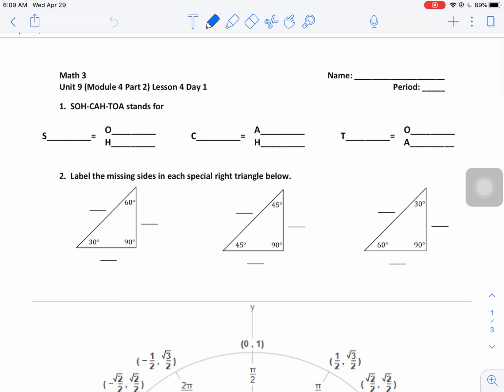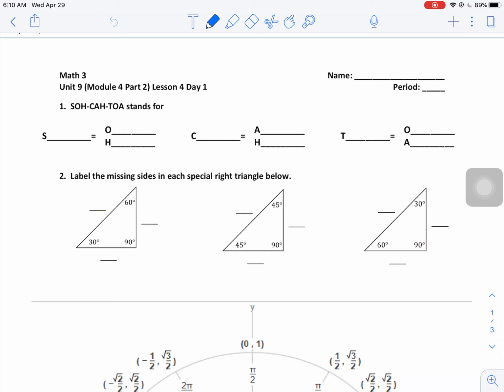Math 3, Unit 9, Module 4, Part 2, Lesson 4, Day 1. Today's lesson focuses on developing the unit circle and then being able to identify the sine and cosine of different values given in degrees and radians using the unit circle provided.